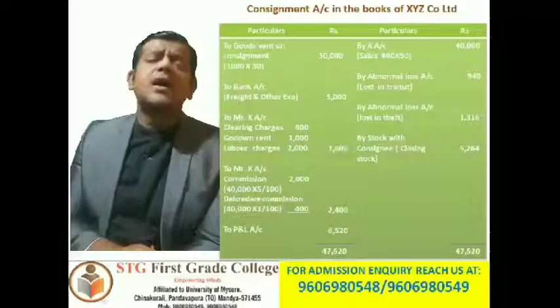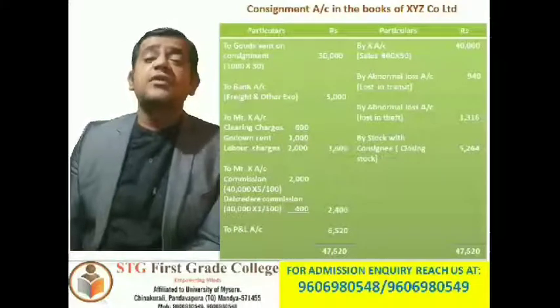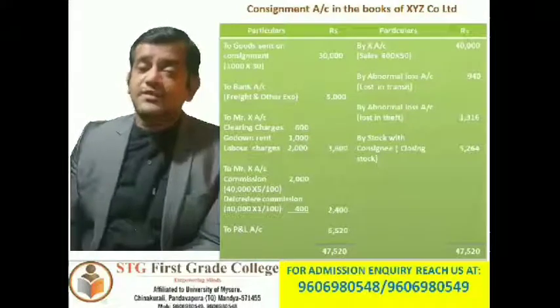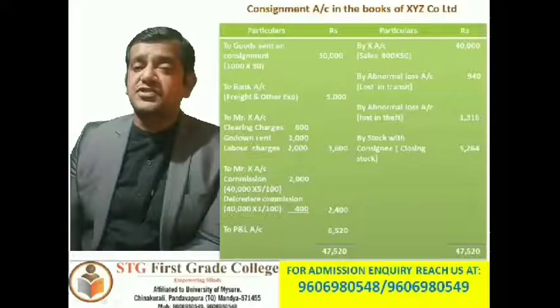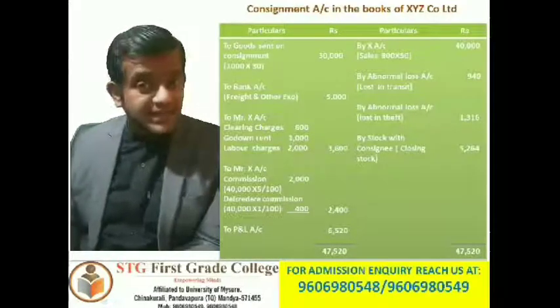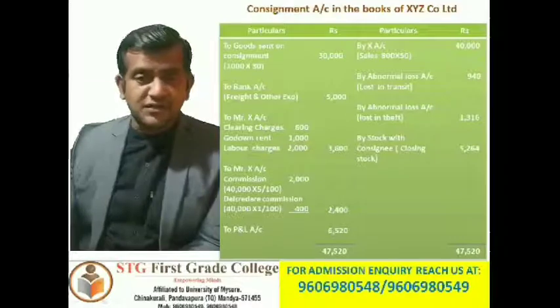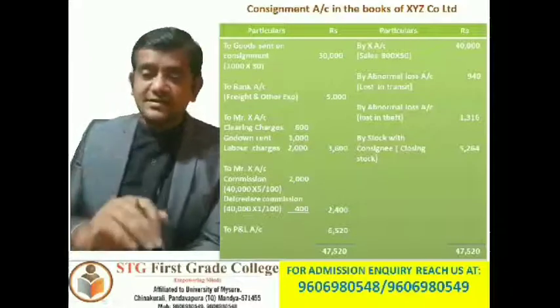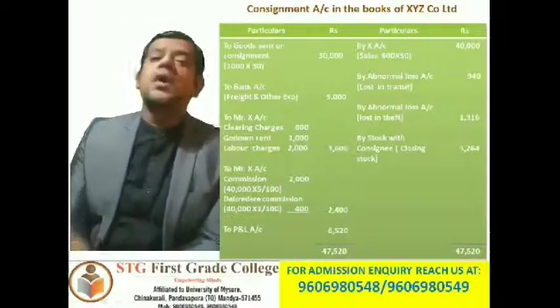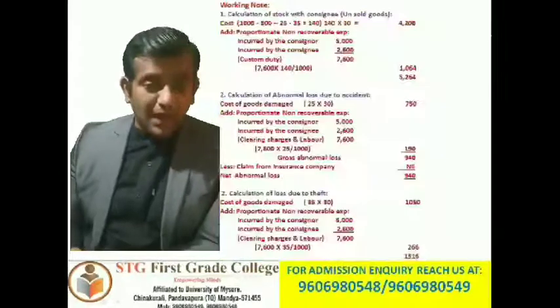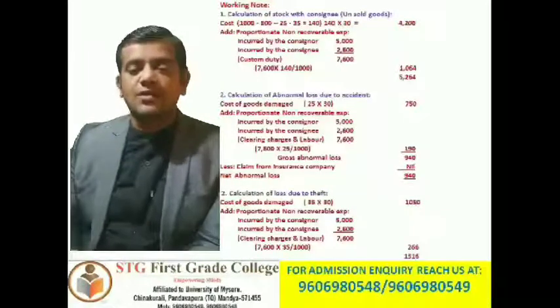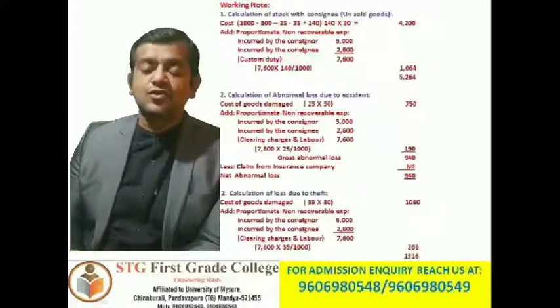Now it is time to find out the abnormal loss account, because there are goods damaged by an accident, and at the same time we are supposed to identify the closing stock as well. So let us start the working note. Working note number 1, calculation of stock with the consignee, that is unsold goods.